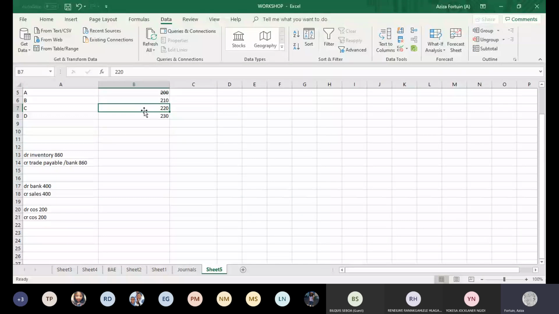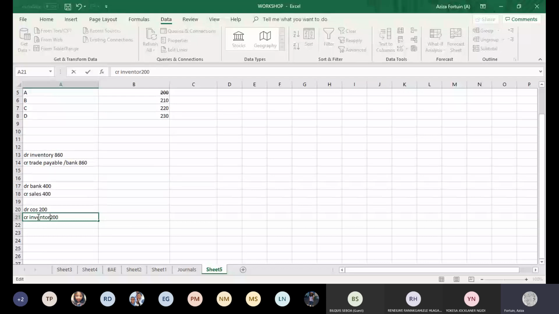Okay, let's look at another example, example 5.2. Russia uses a perpetual inventory system and applies the FIFO method for the valuation. Yes, just before you move on. You said we debit cost of sales with 200, and are we crediting again cost of sales with 200? Sorry, inventory. Sorry.